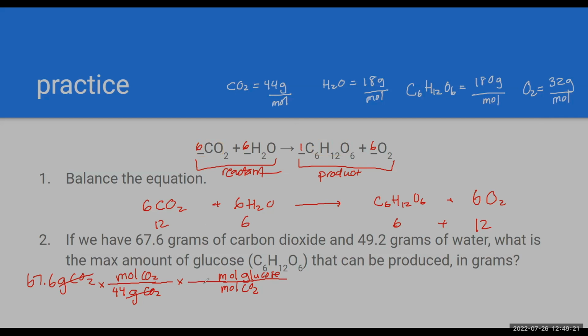So I can use that as my conversion factor. You have 6 moles of CO2 per 1 mole of glucose. And then another conversion factor we can use is that we know that 1 mole of glucose is equal to 180 grams. So I can put mole glucose on the bottom is equal to 180 grams.